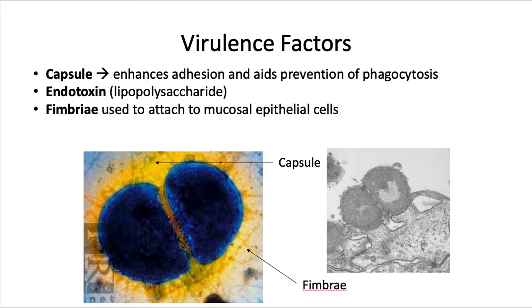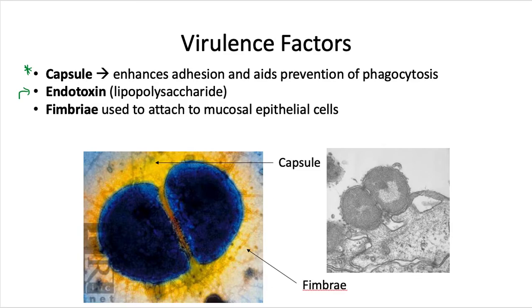All right. In addition to lipopolysaccharide, gonorrhea is also a capsule-forming bacteria, and it also forms fimbriae. So this picture right here shows that extracellular sticky layer, which is the capsule, and the fimbriae are the appendages that are used to attach to the surfaces of our epithelial cells. And you can see that attachment in this electron micrograph right here.